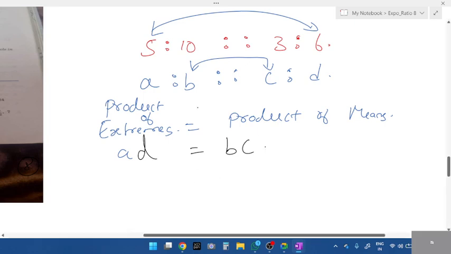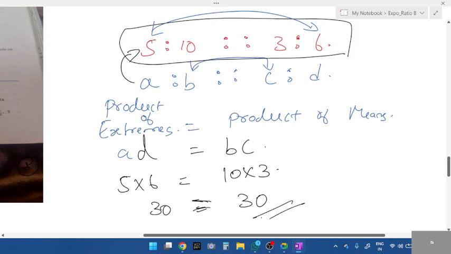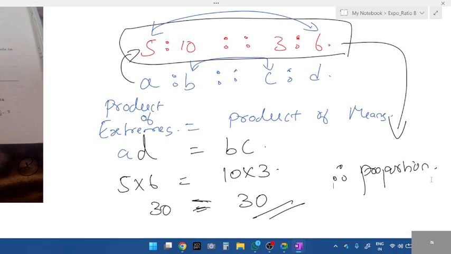Okay, shall we multiply A and D? What is A and D, students? 5 into what is the product of extremes? Look at this question. First question, 5 into should be equal to what? 10 into 3. What is 5 times 6? 30. What is 10 times 3? 30. Are they equal? Both are equal. Therefore, they are proportion. Therefore, this question is proportionate, students. We call it proportion. That's it. This is the first concept. Next, we have first term, second term, third term, and fourth term. I'll explain all those.